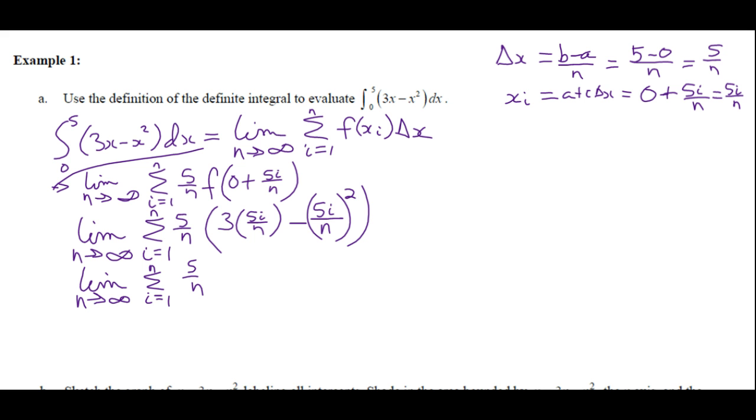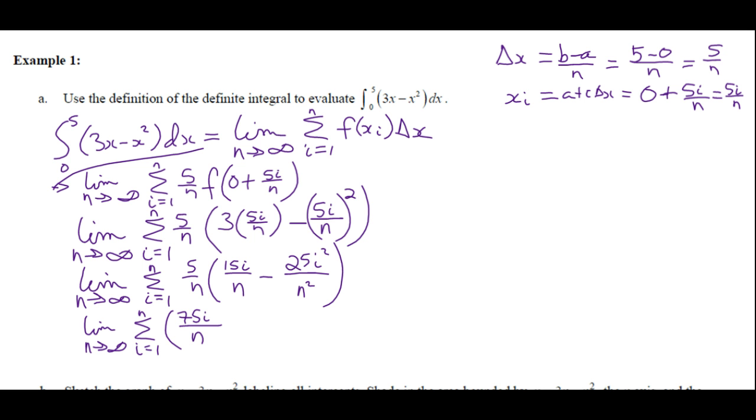Okay, so what do we got? 5 over n, and we've got 15i over n minus 25i squared over n squared. All right, so just make sure you're squaring things correctly, that you square the top and the bottom. Limit, sum. So we've got 75i over n, so 5 times 15 is 75i. n times n is n squared. Minus 125i squared over n cubed.